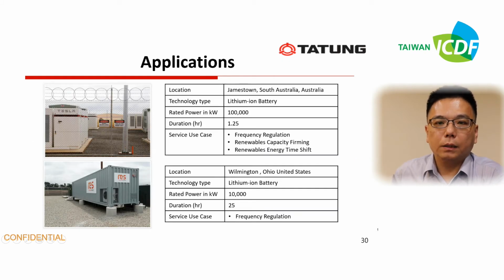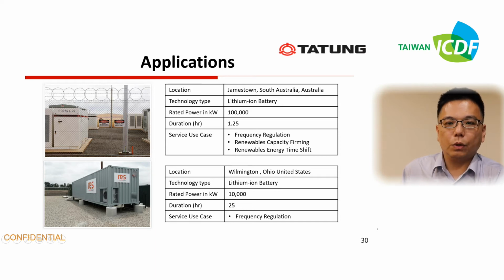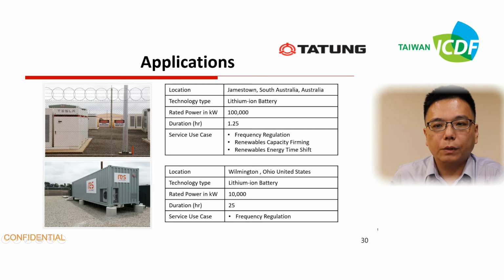One is in Jamestown, South Australia. It was deployed by Tesla. The rated power is 100 megawatt and the duration is 1.25 hours. Its service use cases are frequency regulation, renewable capacity firming, and renewable energy time shift. And the second example is in Ohio, United States. This battery is only applied to frequency regulation.